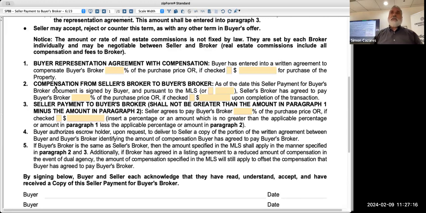On the MLS, or you mean? Well, if you look at the MLS, it varies from city to city. There's areas that are still paying 3%. There's areas that are paying that because, again, it's a slower market. There's not a lot of turnover, so the enticement they're trying to do is, we'll give you more money if you bring me a buyer.